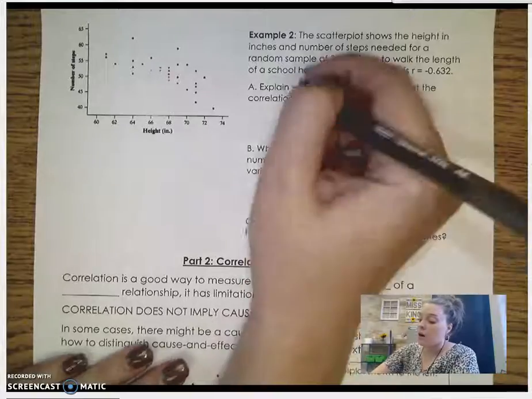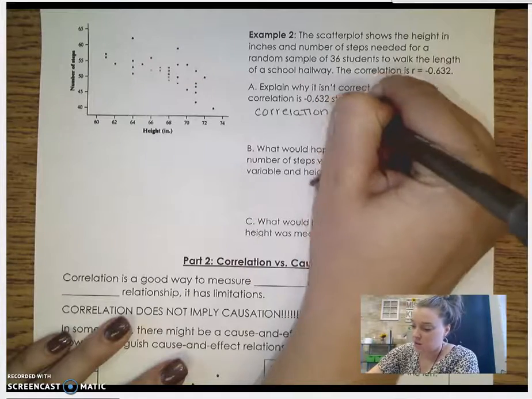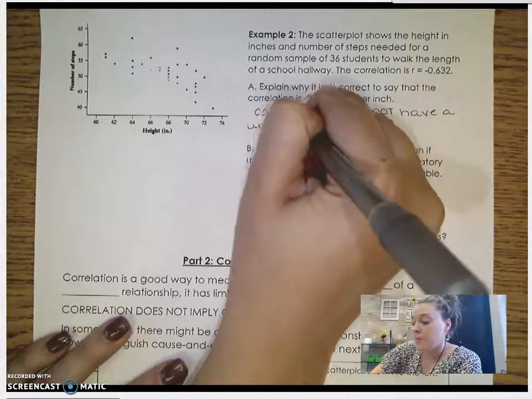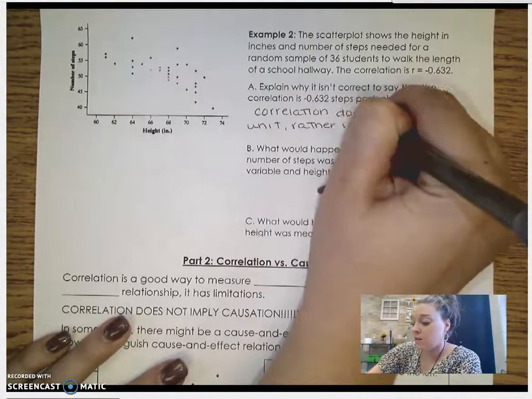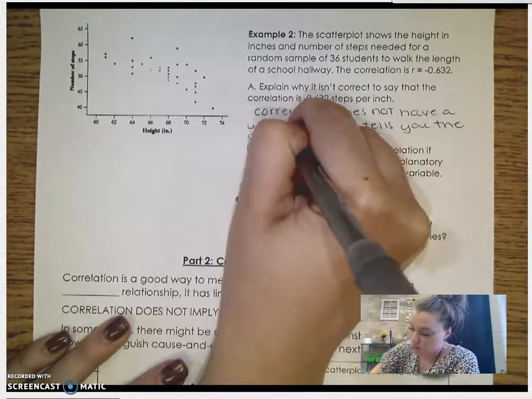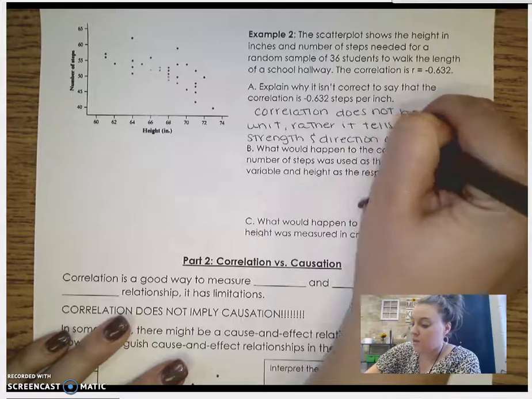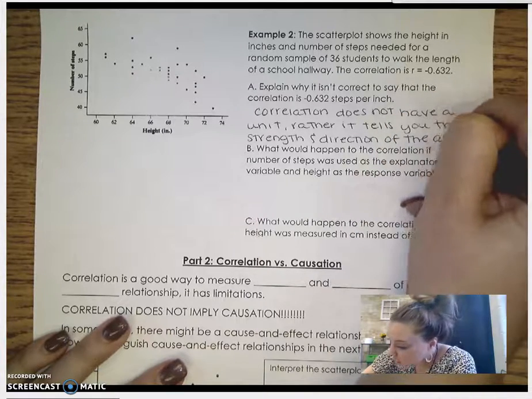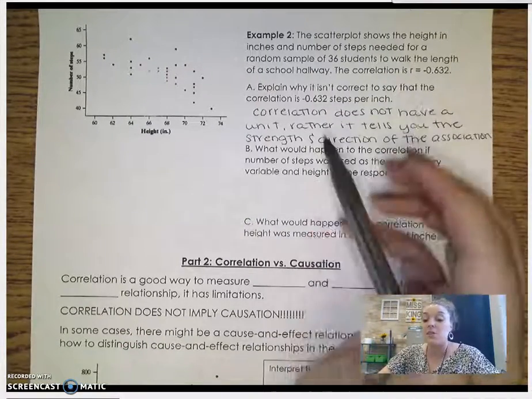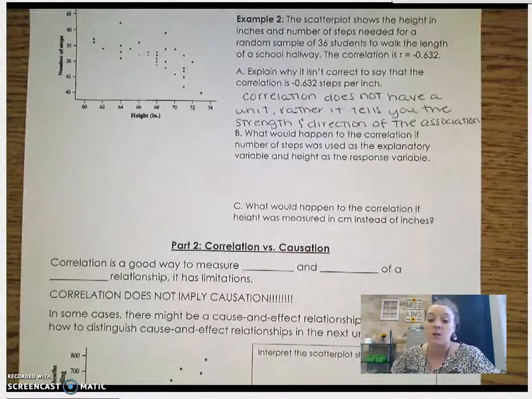So remember that correlation does not have a unit. Rather, it tells you the strength and direction of the association. So this negative 0.632 does not have a unit, so you cannot say it's steps per inch. That's a unit. We can't have a unit when we're talking about correlation.